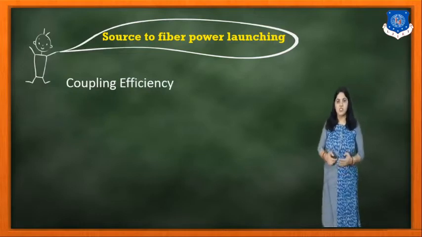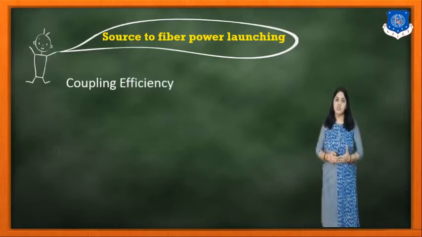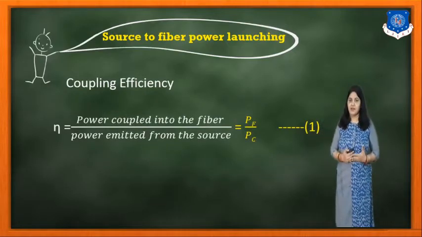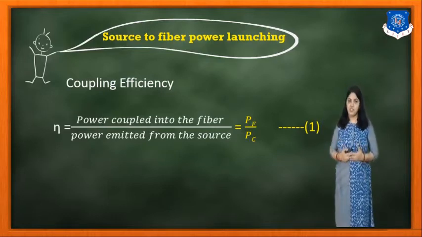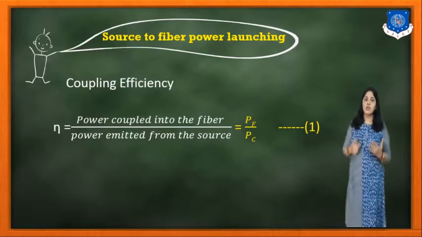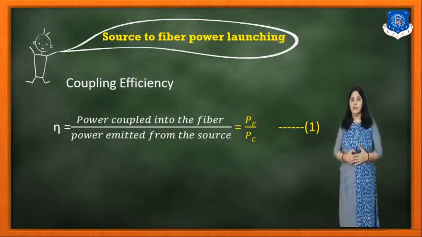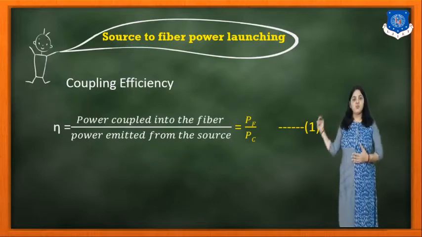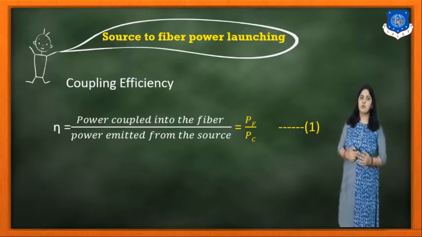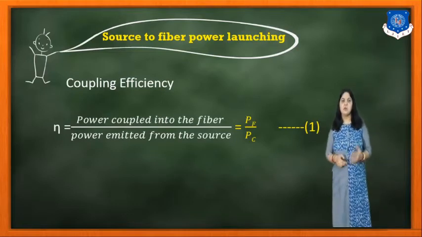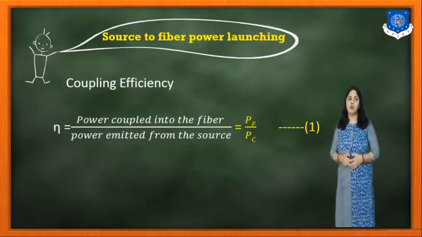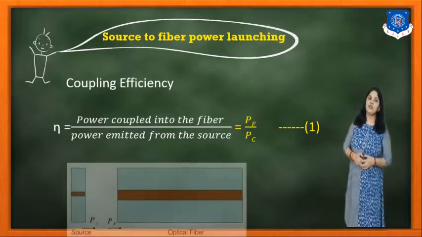Now, very first, what is the coupling efficiency? How can we couple the power, and from there we can find out the coupling efficiency. It is the power coupled into the fiber to the power emitted from the source. Suppose the power coupled into the fiber is PF, and the power emitted from the source we will write as PS. So eta is equal to PF upon PS. That is the coupling efficiency.